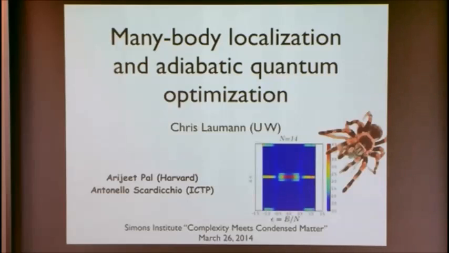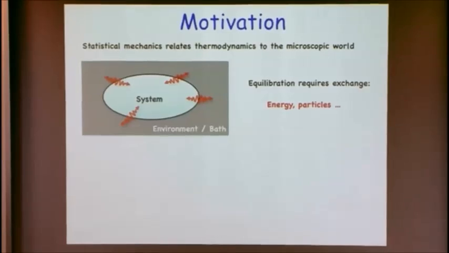So what's the motivation? It's actually fairly fundamental. Statistical mechanics, the whole topic, relates thermodynamics, things that you can observe in big systems, to the microscopic world. And the starting point for deriving the Gibbs distribution, the Boltzmann ensemble, is arguments about exchange, that basically systems come to equilibrium, and in order to do that, they have to be able to exchange between a system and environment all of their conserved quantities, energy, particles, things like that.